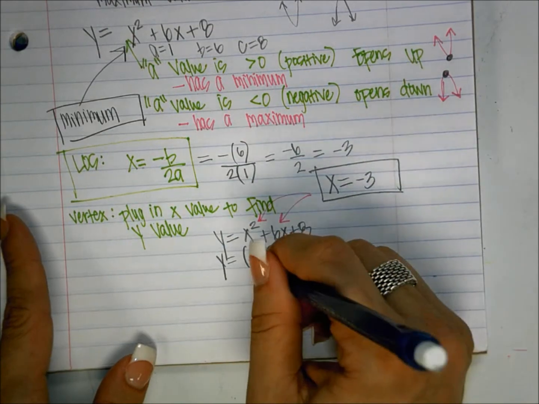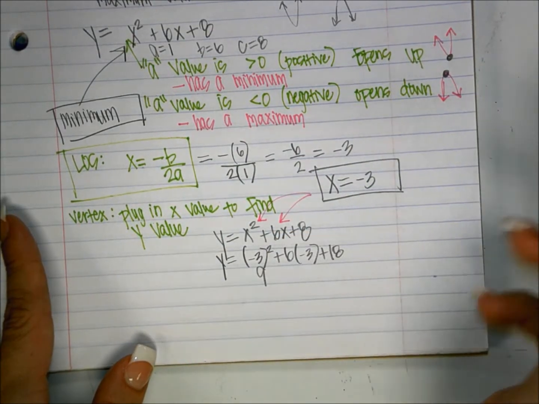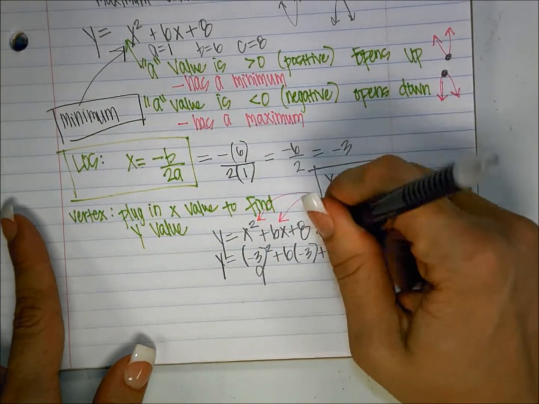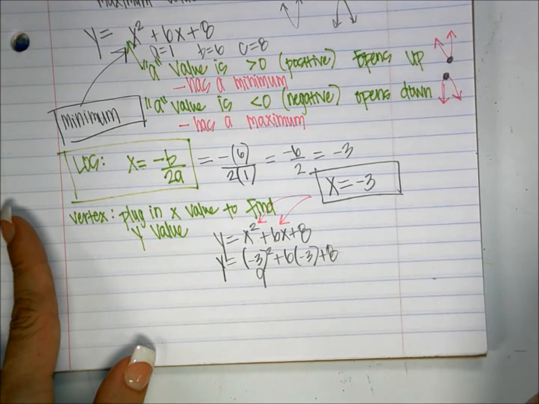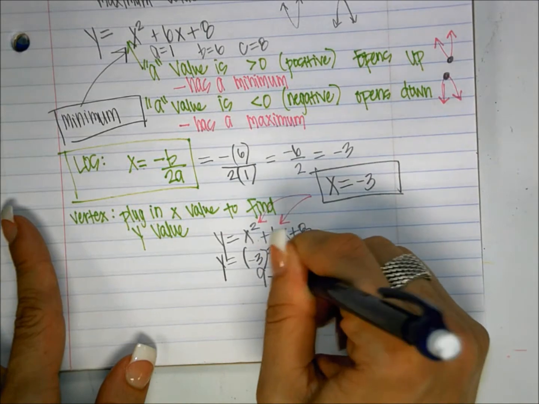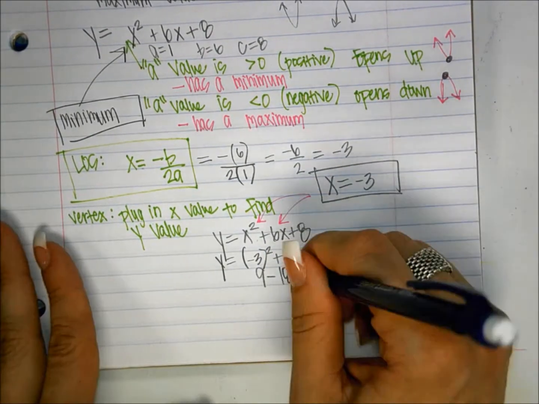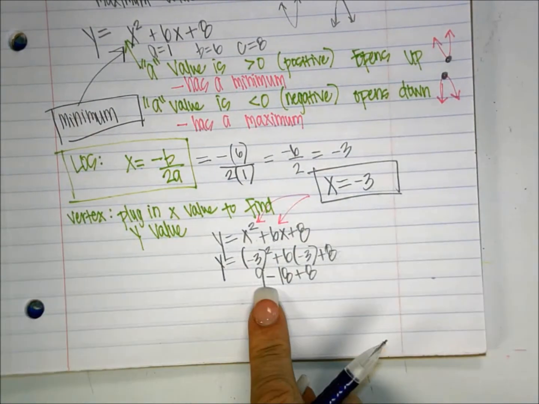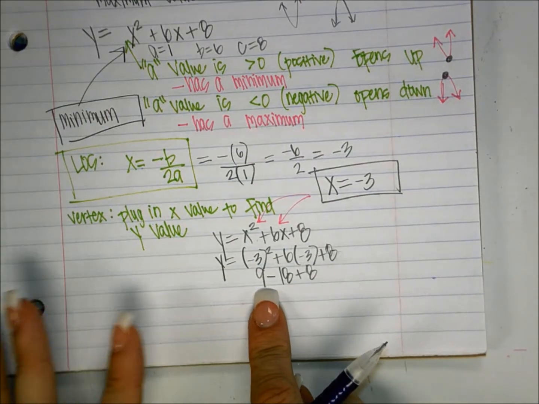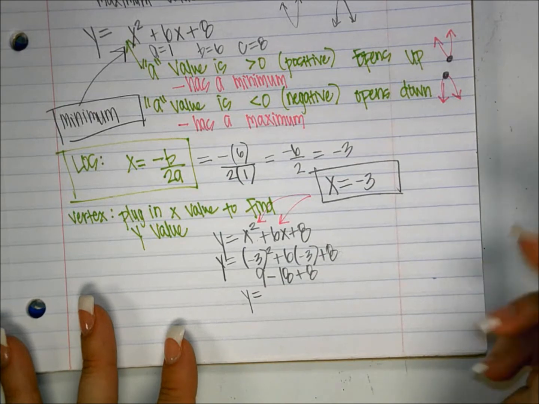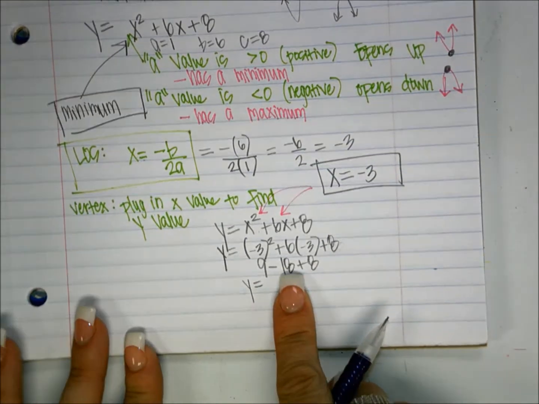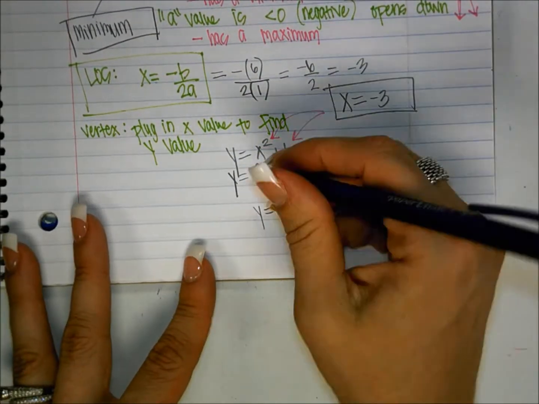Positive 9. 9. 8. I don't know why. I was doing multiplication in my head. Sorry. Let's try again. Then minus 18. I was trying to go too fast. Plus 8. Remember, you have to go left to right. So 9 minus 18 plus 8 gives us what? 9 minus 18 is negative 9. Negative 9 plus 8 is negative 1.